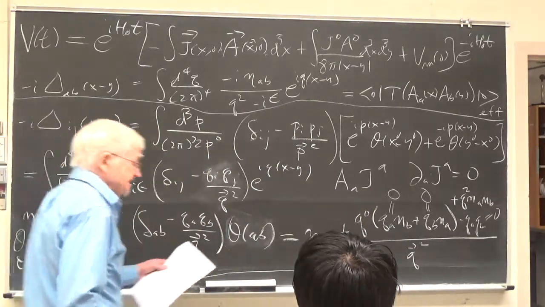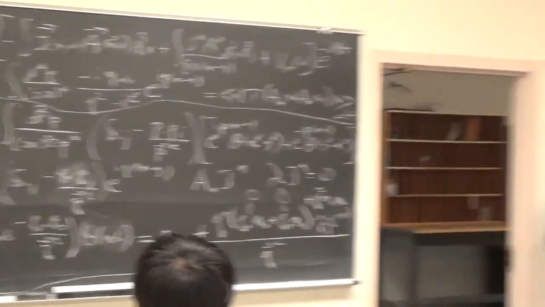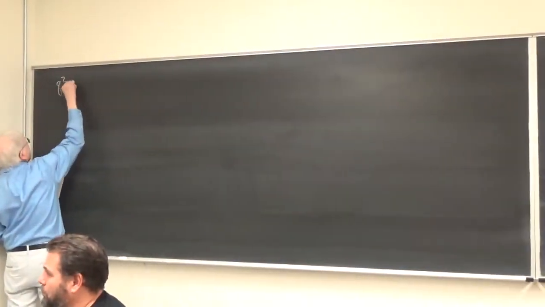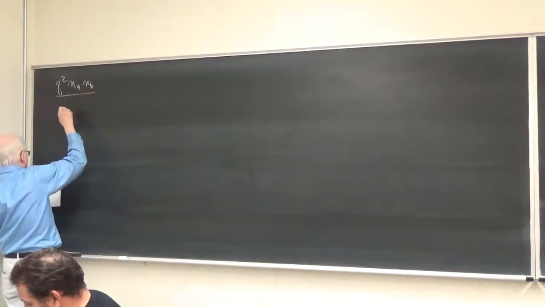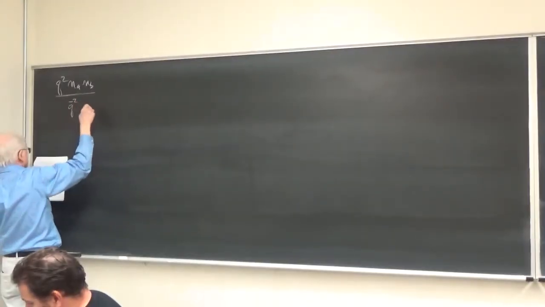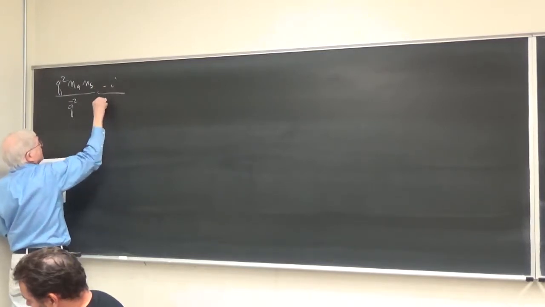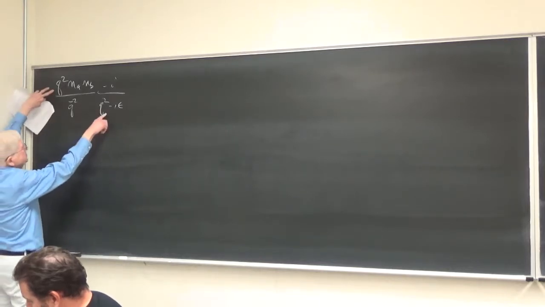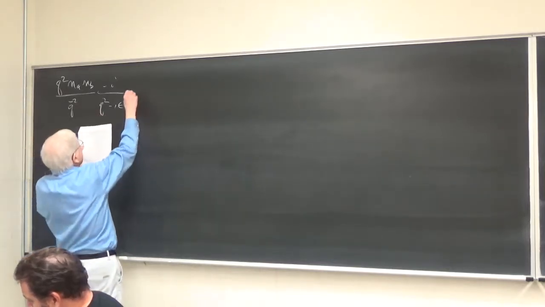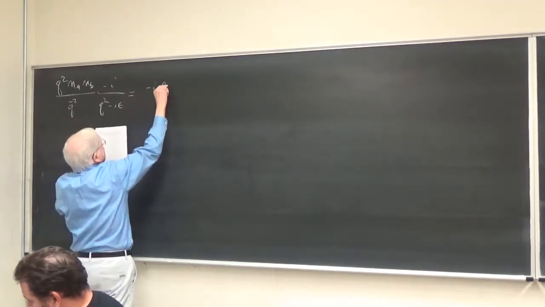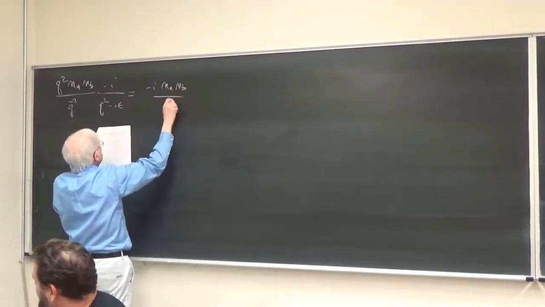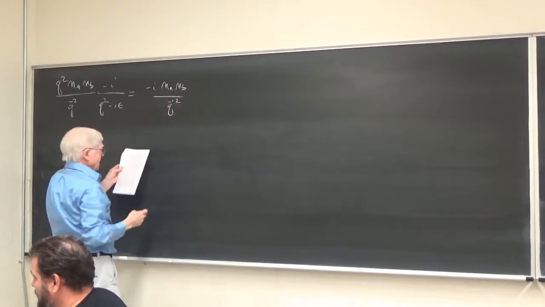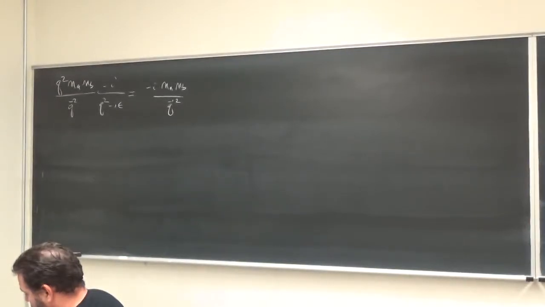Well, let's write it down. This last surviving term is Q squared NA NB over Q vector squared, and it multiplies minus i over Q squared minus i epsilon. So here, the two Q squareds cancel, and what we get is minus i NA NB over Q vector squared. So that's what's left over.